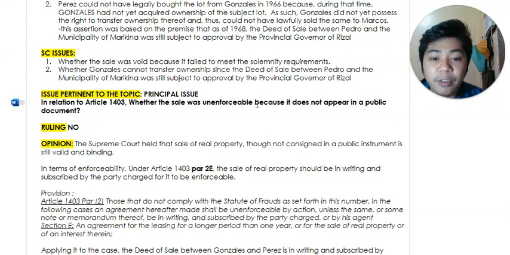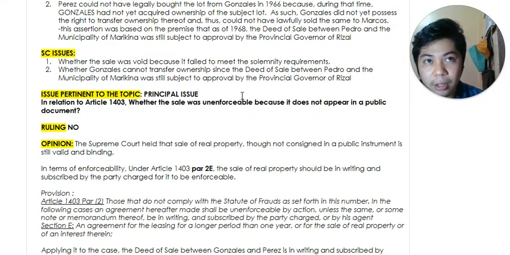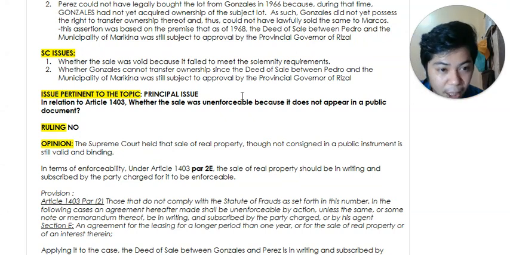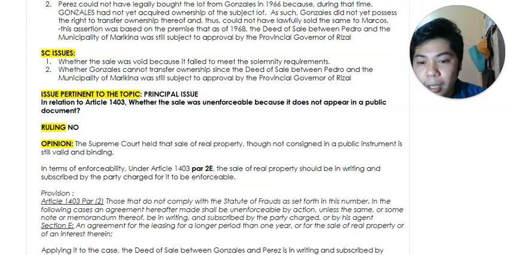But in relation to my topic, which is Article 1403, the issue is whether the sale was unenforceable because it does not appear in a public document. So you need to go back to the provision. What is the point? Why is the case listed under the article, let's say 1159? So what is the related issue? Do not just copy and paste, okay? Analyze it.